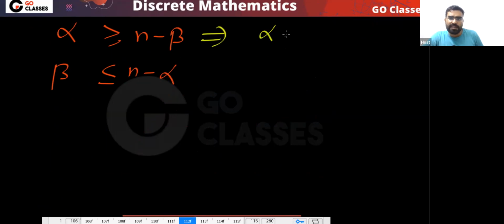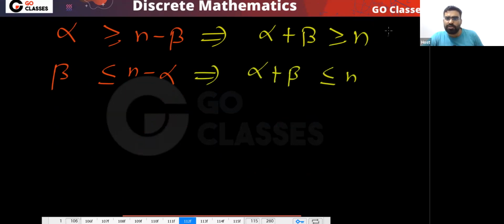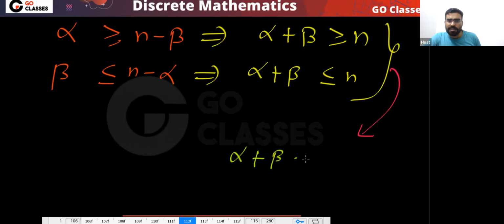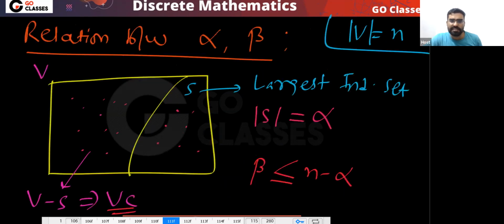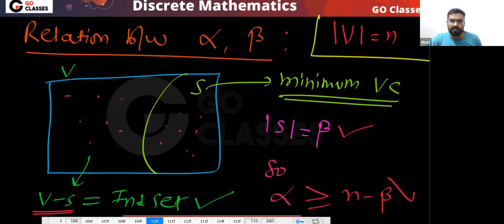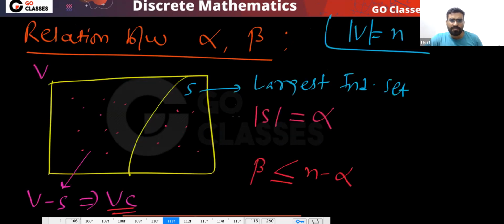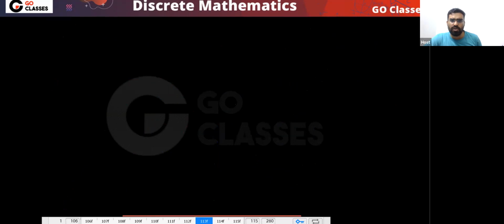From the first equation, I can say alpha plus beta is greater than or equal to n. From the second equation, alpha plus beta is less than or equal to n. Then from these two, what can I say? I can say alpha plus beta is equal to n. Very simple. Did you understand this proof? Using this diagram you can very easily understand. We are just using the definition, nothing else. Only using the definition.